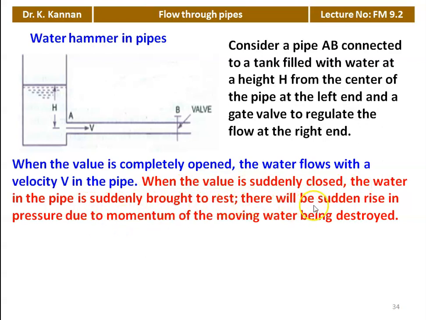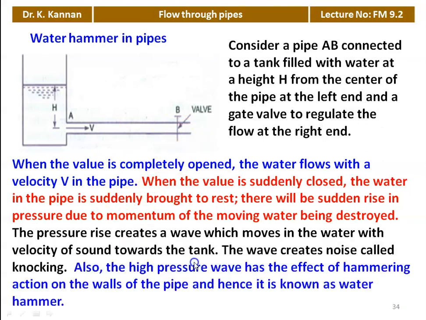So, there will be a sudden rise in the pressure due to the momentum of the moving water being destroyed. So, when the water is continuously flowing, there is a momentum set up. When you close the valve suddenly, the momentum is destroyed. So, there will be a sudden pressure rise in the pipeline. The pressure rise creates a wave which moves in the water with the velocity of sound towards the tank.